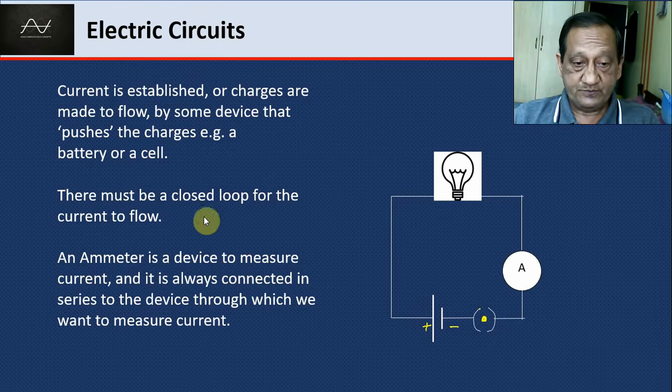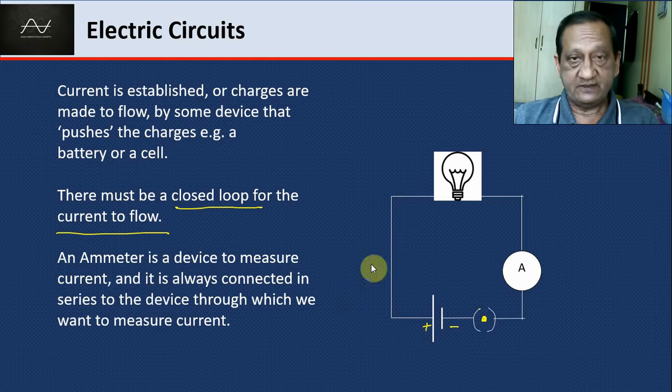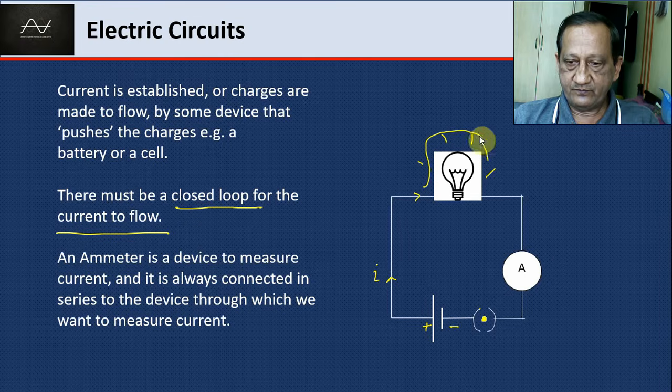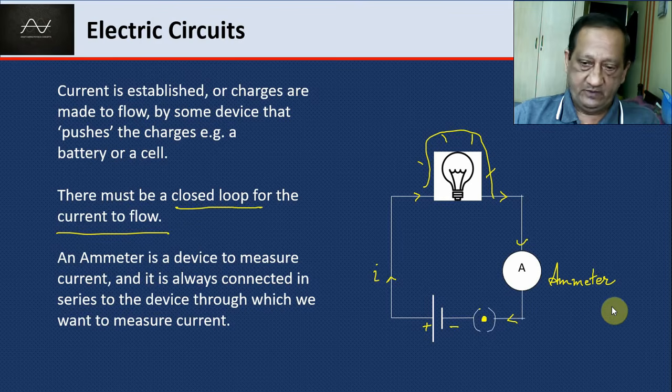There must be a closed loop for the current to flow. Otherwise, the bulb will not glow. The moment you close the switch, the bulb starts to glow. That means the current starts to flow like this through the bulb, then through the switch, etc. Now, this is called an ammeter, and that is the symbol for an ammeter. That is an instrument which measures the amount of current that is flowing.